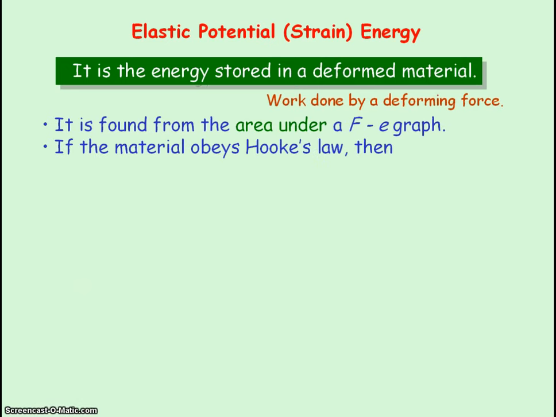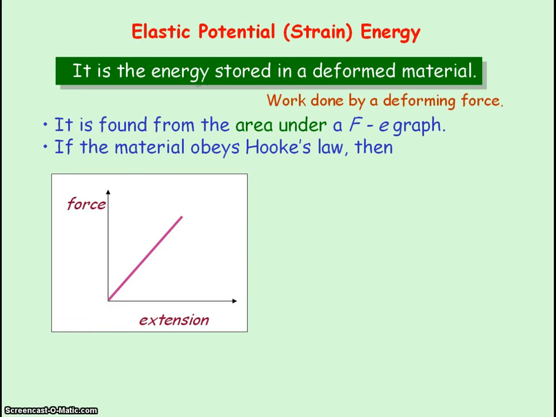If we have a material that obeys Hooke's law, then the force extension graph gives a straight line through the origin. To determine the elastic potential energy, which is the area under this graph, it will be the area of the triangle. That is a half base times height, which is a half multiplied by the extension multiplied by the force. So it's a half Fe.